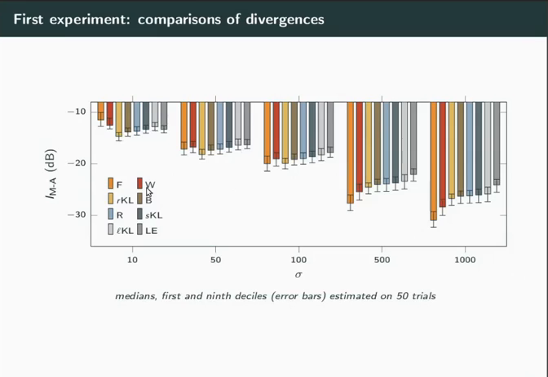But for the Frobenius and Wasserstein distances, we have the best performance at high SNR, but at low SNR it degrades a lot. So they are not very robust measures, and depending on the conditions, they are not a good choice.